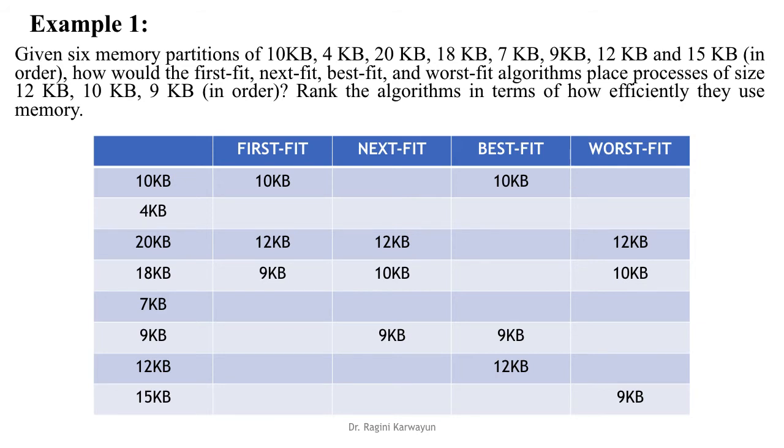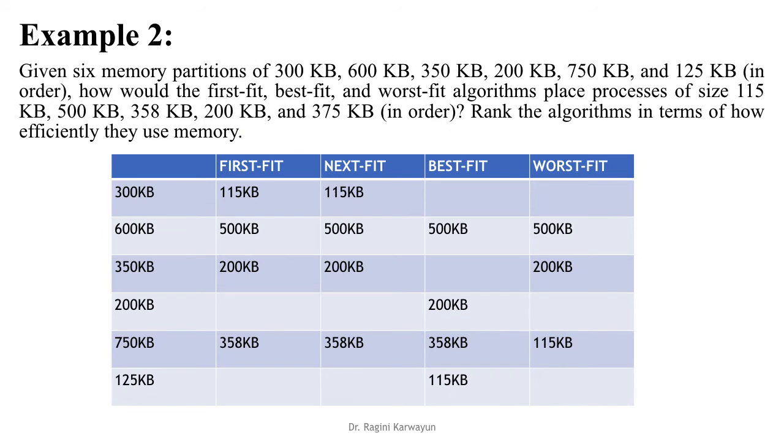We will see a few more examples. Here, 6 memory partitions are there, and you have to use first fit, best fit and worst fit algorithms to allocate these processes. There are 5 processes: 115, 500, 358, 200 and 275 kb, in that order. So first we will start with first fit, where we have arranged the holes in the order given, and we will allocate the processes in the given order.